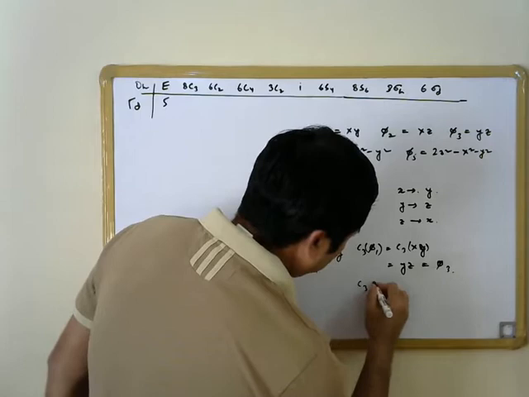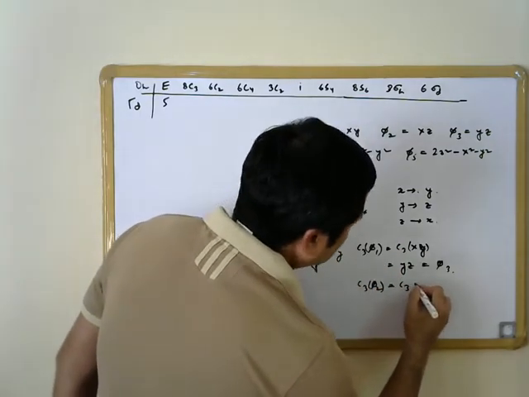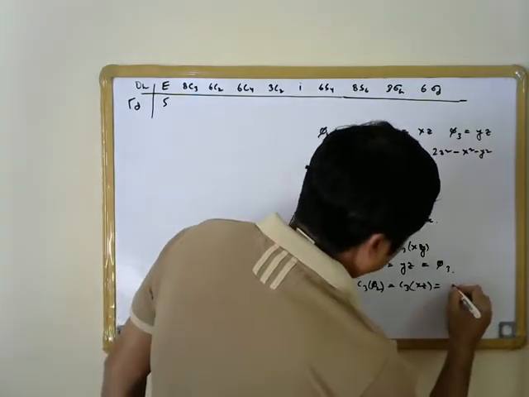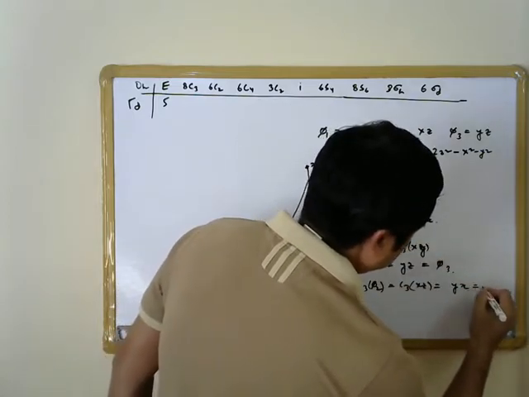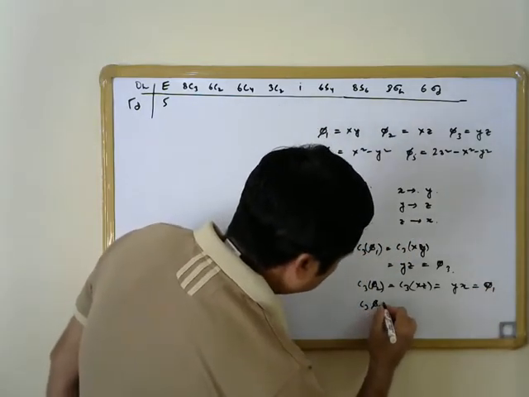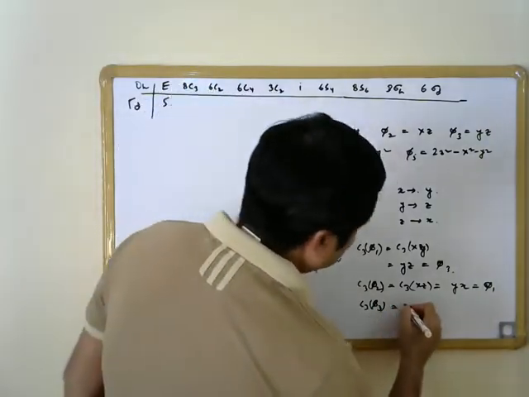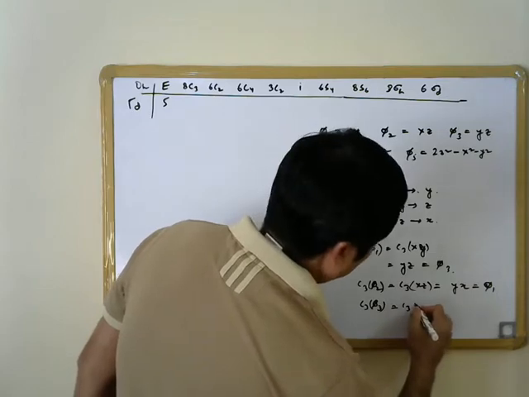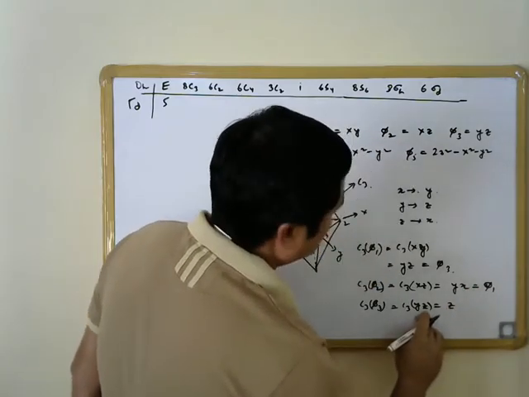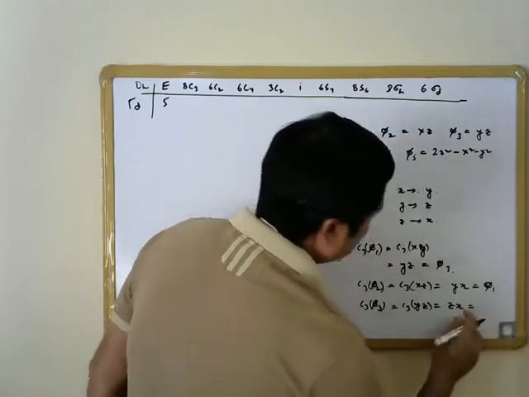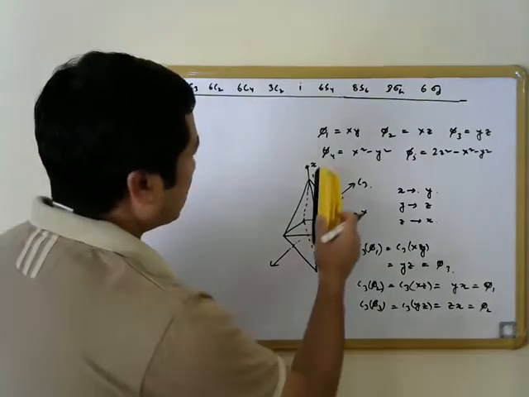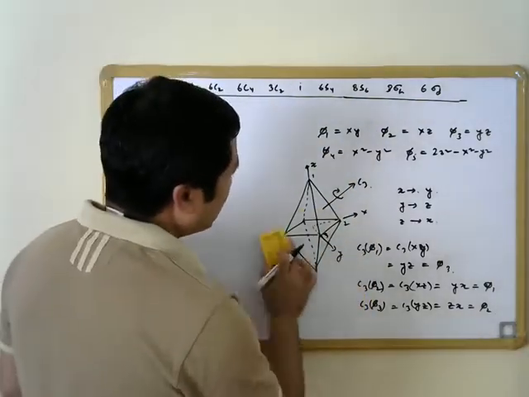Similarly, when we do C3 on phi 2, which is xz, x transforms as y and z transforms as x. So this is xy, which is your phi 1. Then when we do C3 on phi 3, which is yz, y transforms as z, and z transforms as x. So this is xz, which is nothing but your phi 2. Then we have the other two functions, phi 4 and phi 5. So let us also do those two.